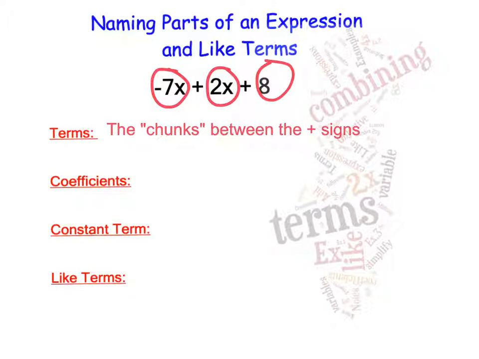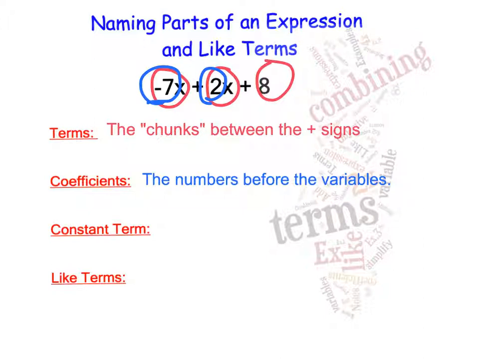Coefficients are the numbers that come before the variables. So in this expression, negative 7 and 2 are the coefficients, because in this case, the 8 is not a coefficient because it doesn't have a variable part. And so when you have a number that does not have a variable, it means that it is a constant, a number that's not changing. So in this situation, the 8 would be our constant term.